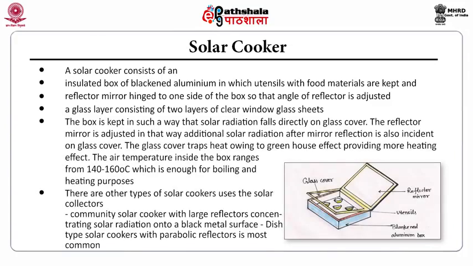The box is kept in such a way that solar radiation falls directly on the glass cover. The reflector mirror is adjusted in that way. Additional solar radiation after mirror reflection is also incident on the glass cover. The glass cover traps heat owing to the greenhouse effect, providing more heating effect. The air temperature inside the box ranges from 140 to 160 degrees Celsius, which is enough for boiling and heating purposes.